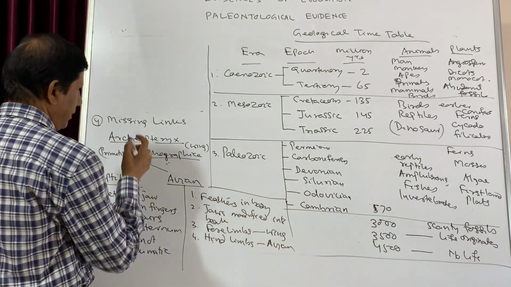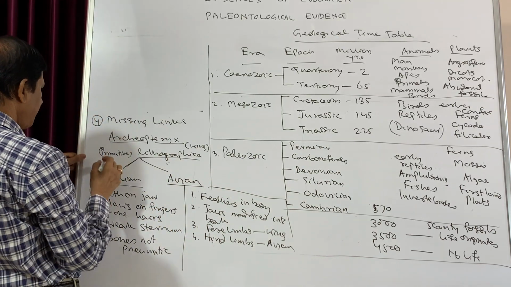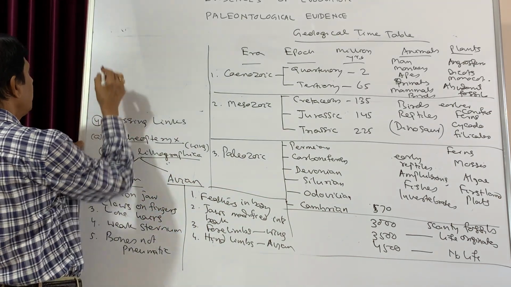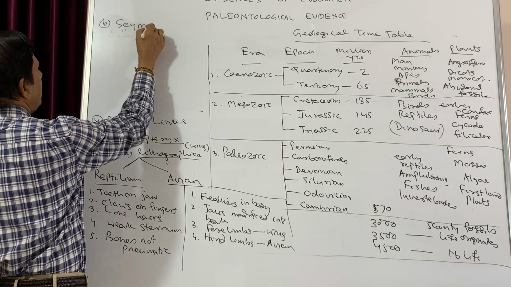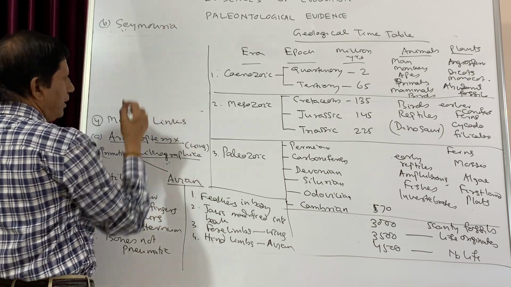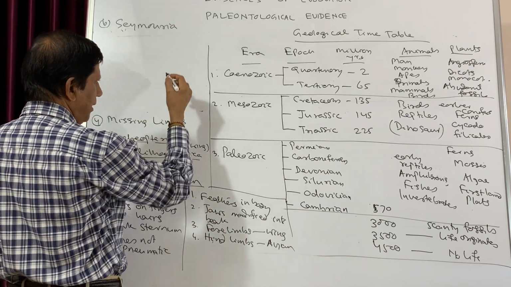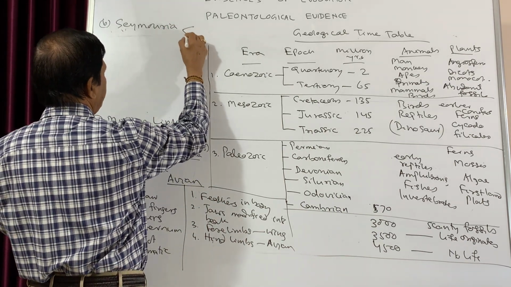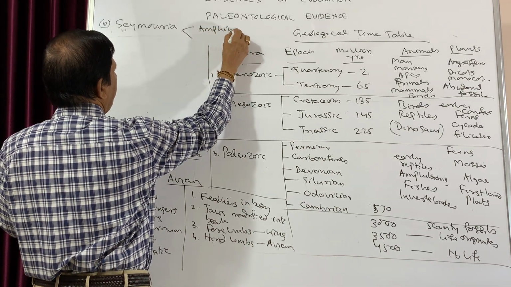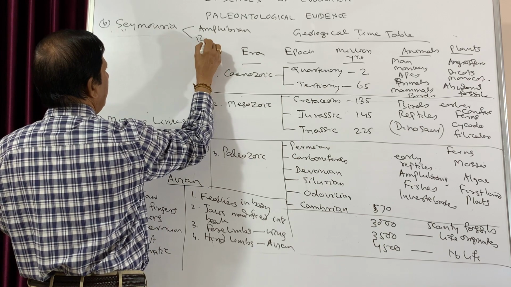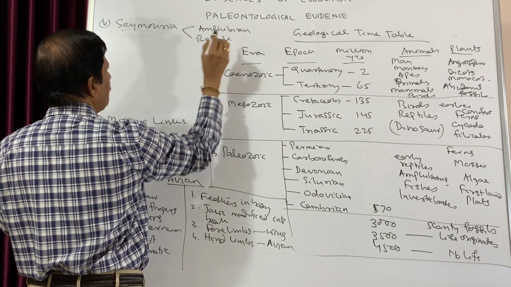So the second evidence besides this archaeopteryx, another is Seymouria. So it has both amphibian and reptile characters. It is a missing link between these two.